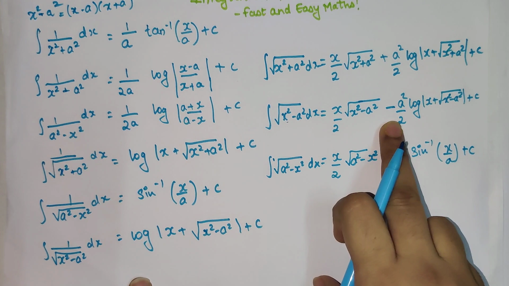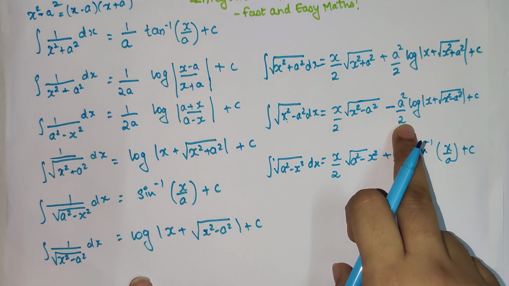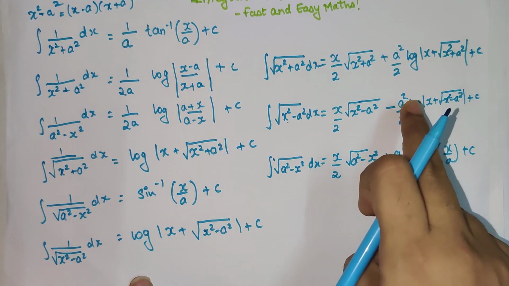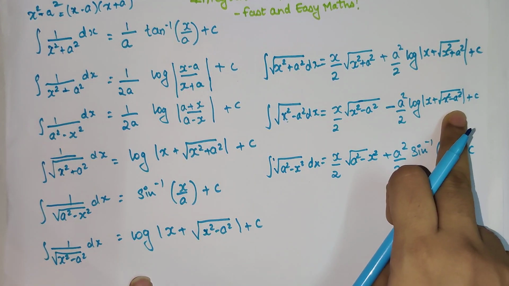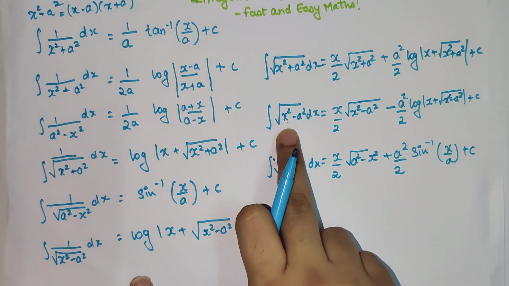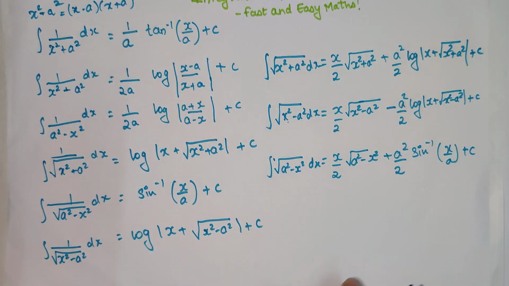So how will you remember that there is a negative with a square? Is when you have negative and the answer after a square you have log, okay? So the answer in which there is a log term, but in the question there is a negative sign, that time you will put a negative a square by 2.